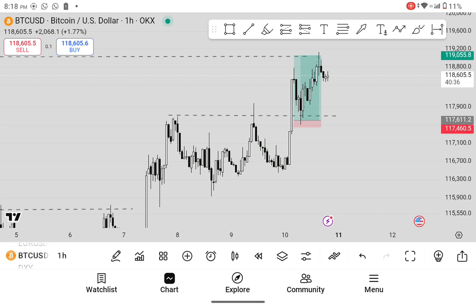Where is the market coming from? Where is the market heading to? Where are my key levels at? And always make sure you look at all your confluences. Are my confluences aligned?